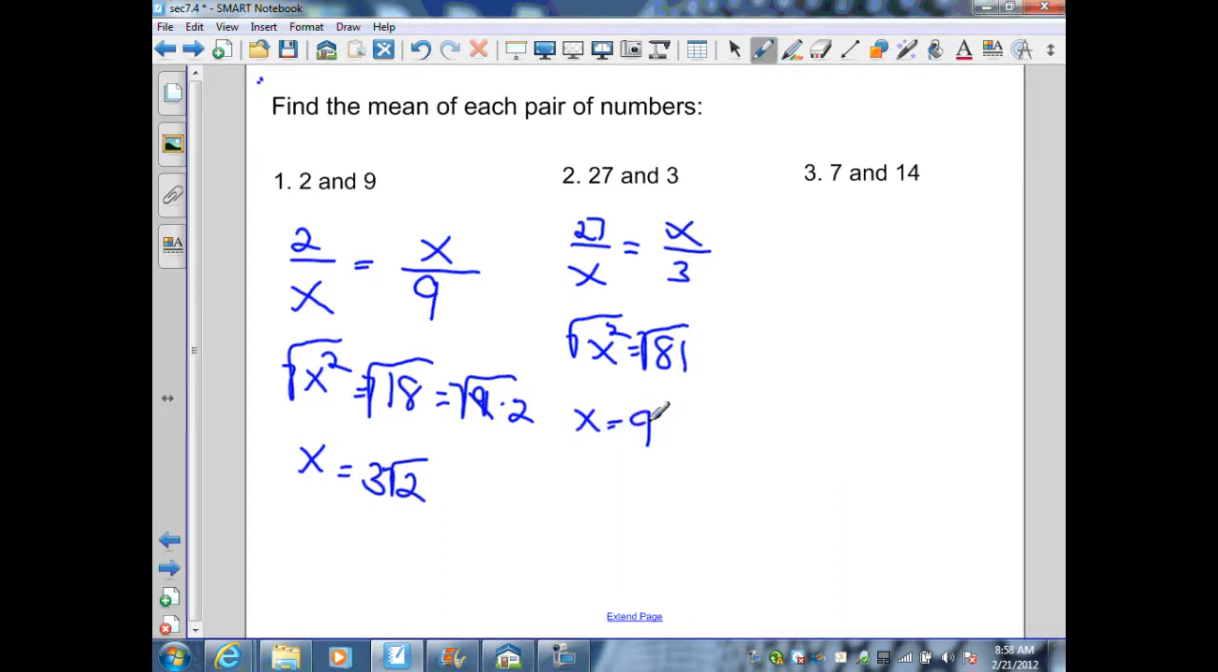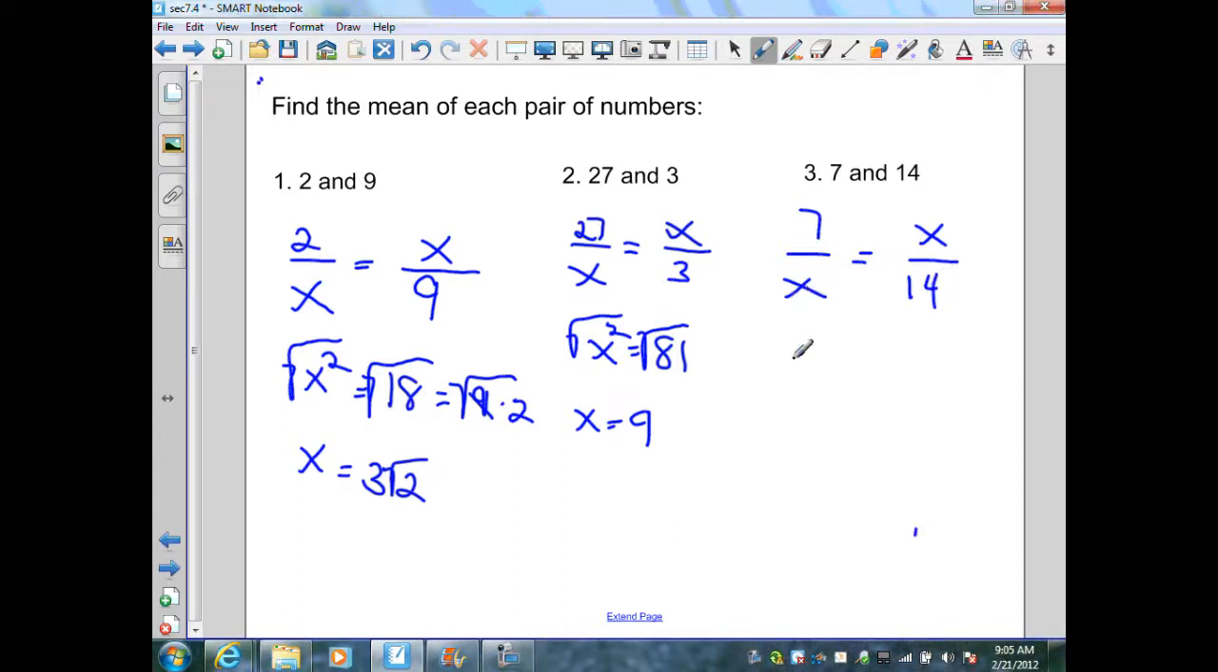In the next example, I'm going to have a proportion. My means are going to be equal. They want to find the geometric mean between 7 and 14. Cross product, and I get X squared is equal to 98. Take the square root of both sides. Simplifying the square root of 98 gives me the square root of the factors 49 and 2, one of which is a perfect square. Therefore, X is equal to the square root of 49, which is 7, so 7 square roots of 2.